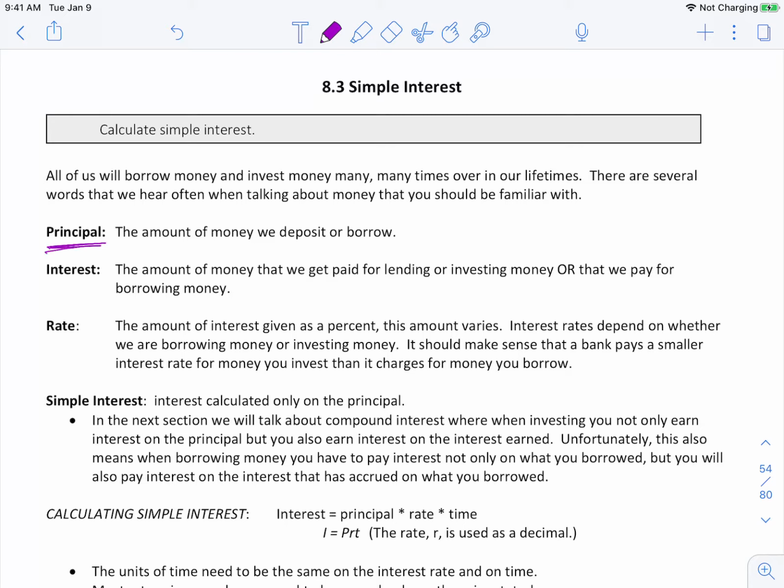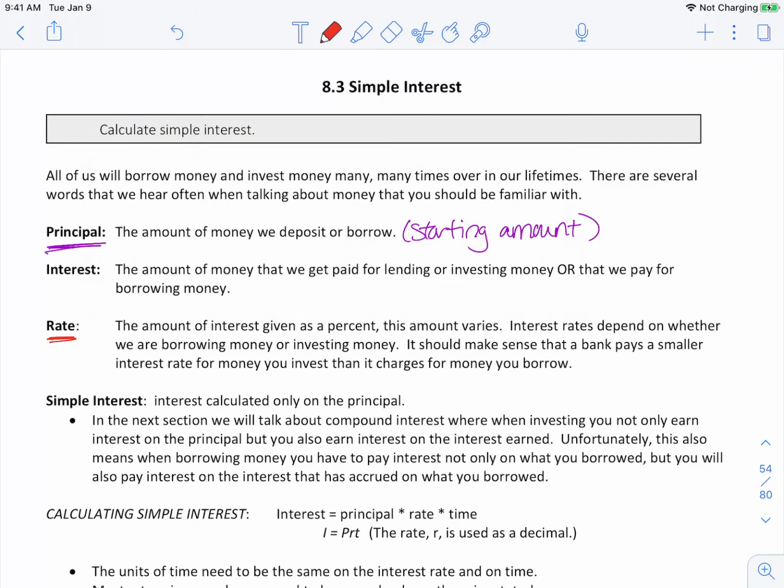The first is principal. This is the amount of money we deposit or borrow, or in other words, our starting amount. Next is interest, the amount of money that we get paid for lending or investing money, or that we pay for borrowing money.